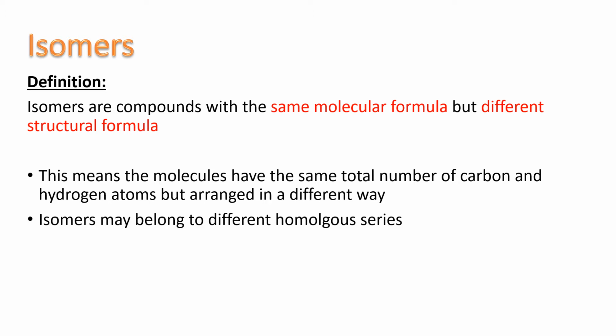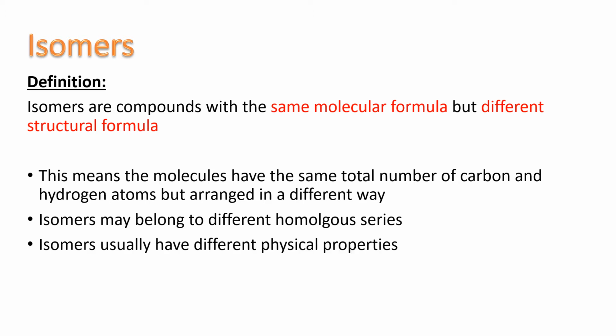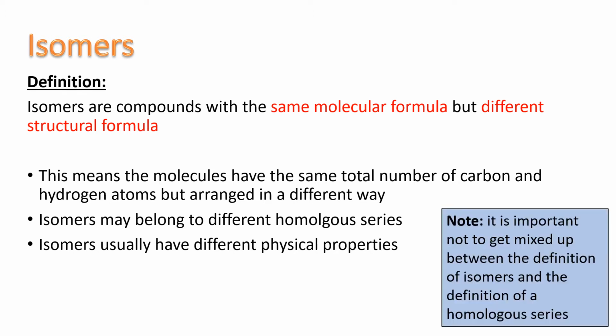Now, it's important to note that isomers might belong to different homologous series. So, for example, if you've got alkenes, isomers might not only be alkenes. Okay? And also, isomers usually have different physical properties.